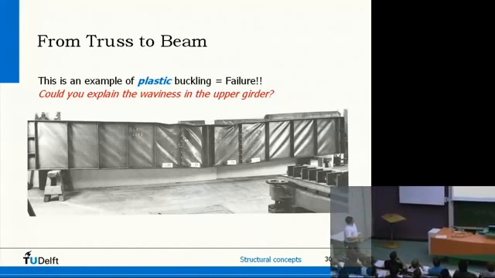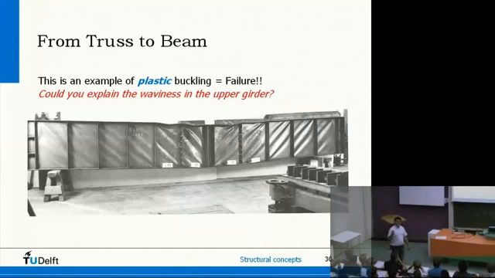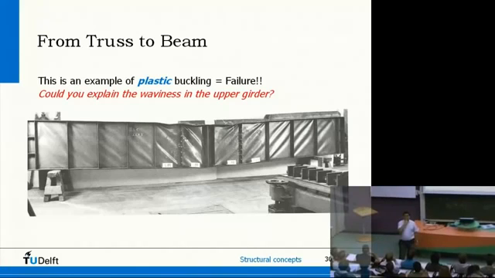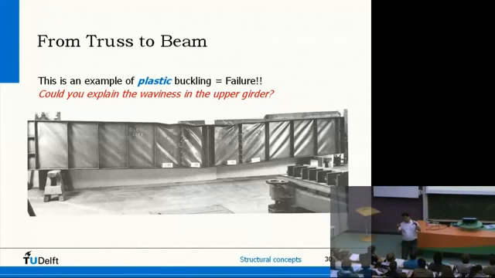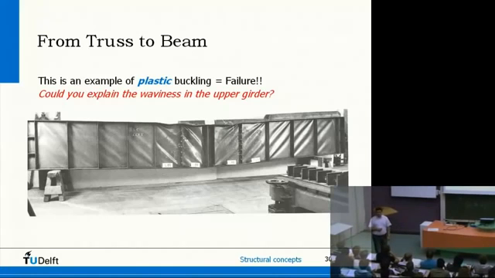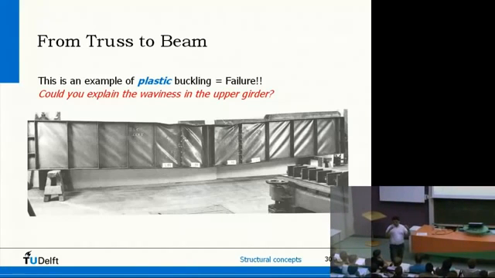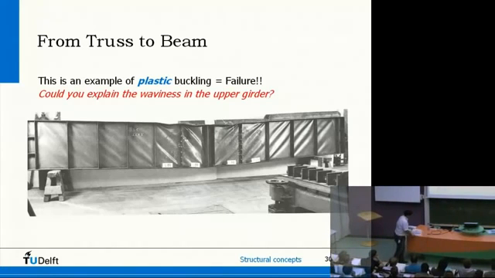Any idea why, for instance, you also have some waviness in the upper girder? Why is that? Gravity? Not the gravity. The vertical beams? No. Pulling? No. What were the loads if you have a beam? On one side you have tension, on the other side you have compression. And this is the compression side. So that's why this top flange, upper girder, we sometimes call it, is subjected to compression. So if it is thin enough, it also may buckle. And that's what you are seeing in this picture.